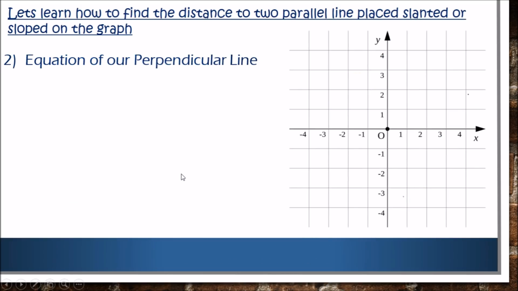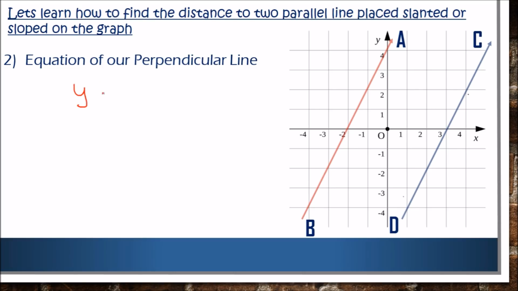So let's find the equation of our perpendicular line really quick. What is the perpendicular line in our case? Our perpendicular line will be a line which intersects both our parallel lines AB and CD at a 90-degree angle. So how do we find the equation of our perpendicular line? We do the exact same thing we did when we found the equation for lines AB and CD, which is write the equation of a line in slope-intercept form, y is equal to mx plus c.